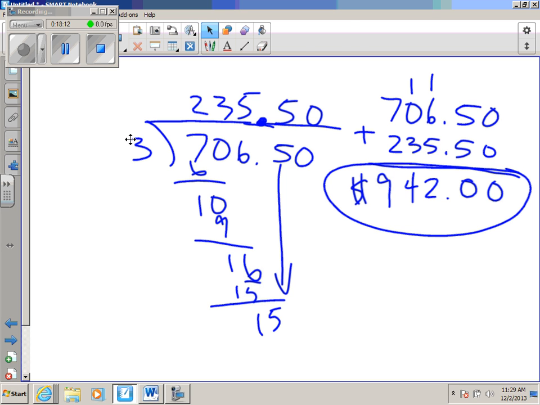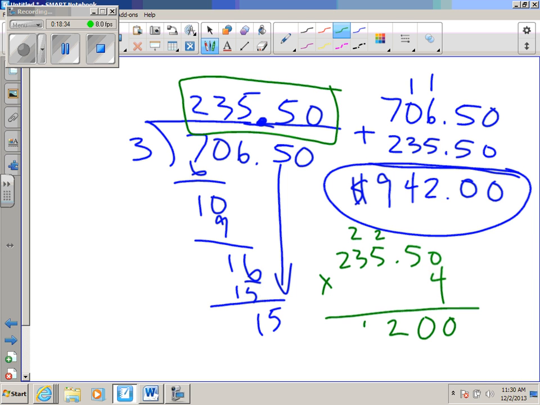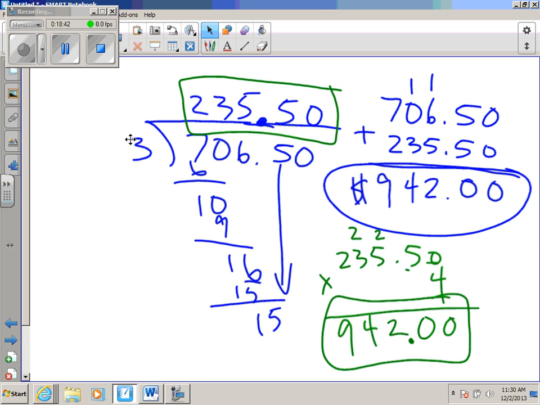Okay? Now, Edsel brought up also a good point, saying once he found out how much they paid per month, all he did was take that monthly payment and multiply it by 4, which is also an option that's going to give you your 942. Okay? So again, what you'll find is that there's other avenues that can be taken to still achieve the correct answer. Okay?